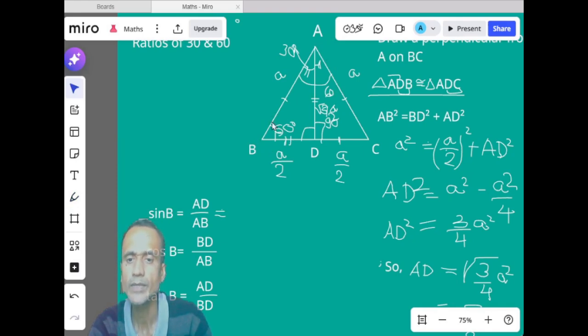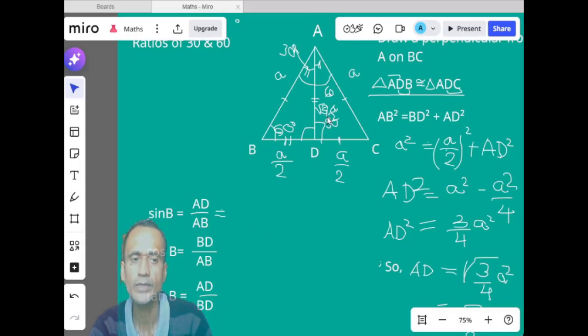So sin B is equal to perpendicular side AD by hypotenuse AB. Cos B is adjacent side by hypotenuse. So the adjacent side is BD, hypotenuse AB, BD by AB. Tan B is equal to perpendicular side AD by adjacent side BD.